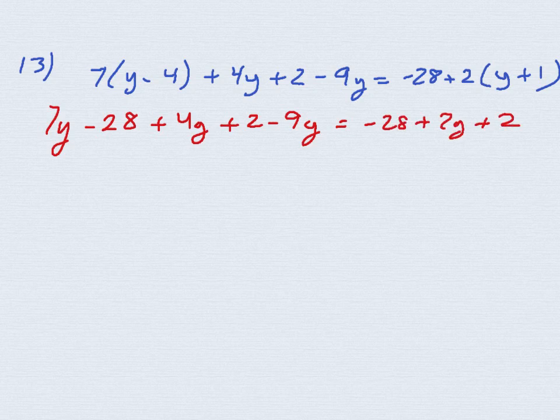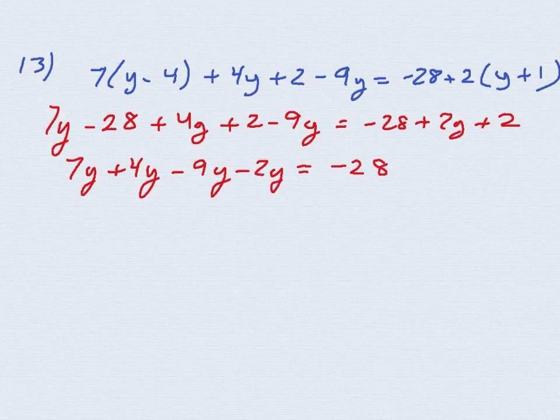Now, we want to get all of our letter terms on one side. Let's bring them to the left. So 7y, you could do this in your head if you wanted to, but I won't, plus 4y, minus 9y, minus 2y, all the y's on the left. On the right I have minus 28 plus the 2. Bring the other 28 from the left over, changes to a positive. Bring the other 2 over, changes to a minus. And now we have an issue. On the right, what we have is 0. On the left, we have 11y minus 11y, which is 0y.